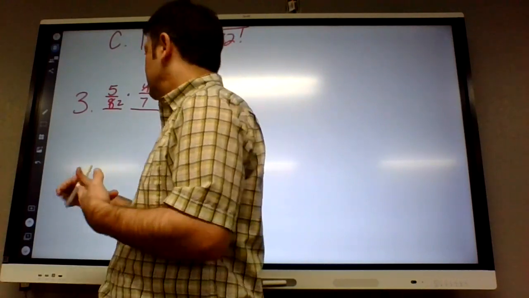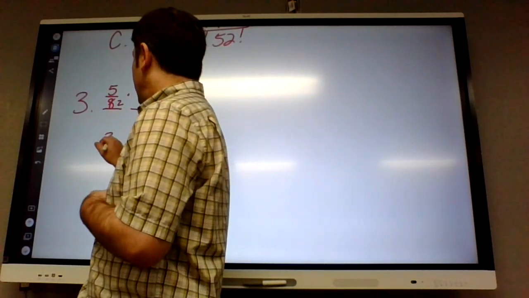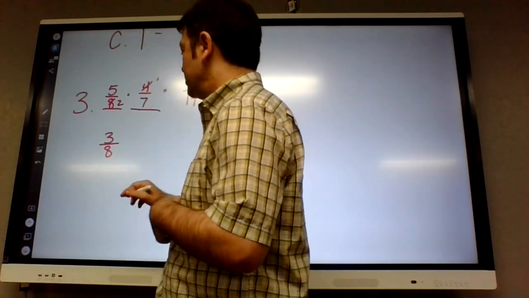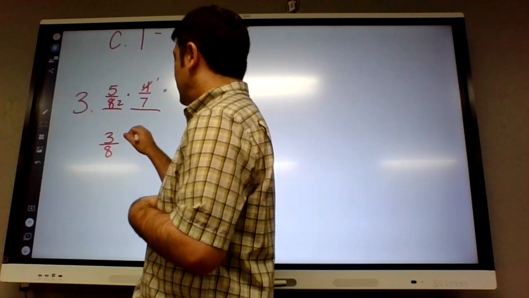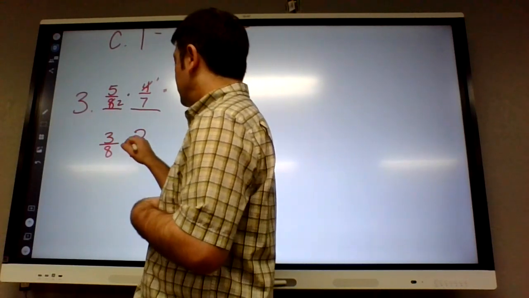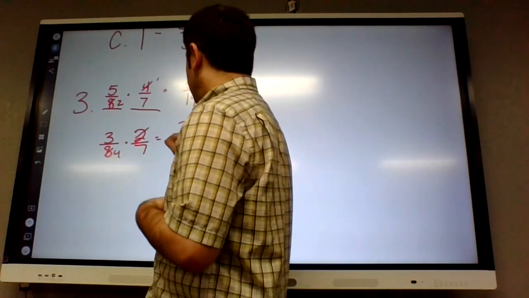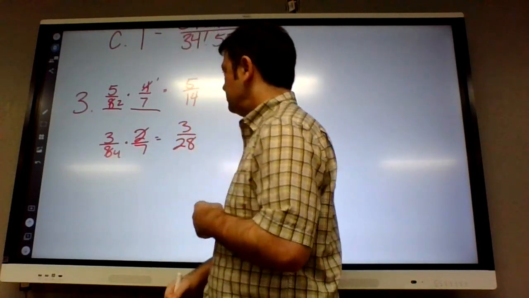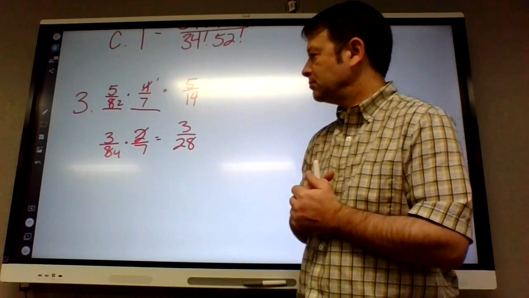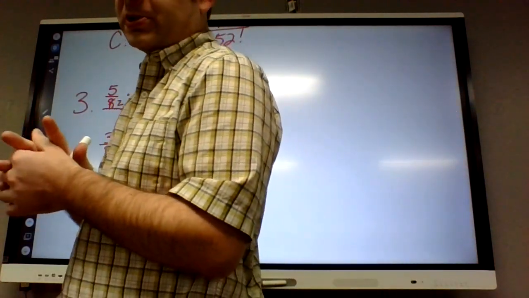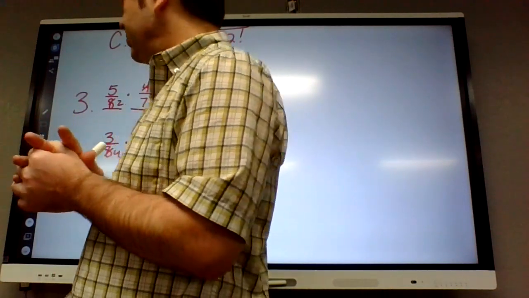Did you do 3 out of 8 then 2 out of 7? Right. 3 out of 8 marbles are not red. So if you draw one of those, that leaves 2 out of 7 not red. So that's gonna be 3 out of 28. And then what's the probability of getting 1 red?